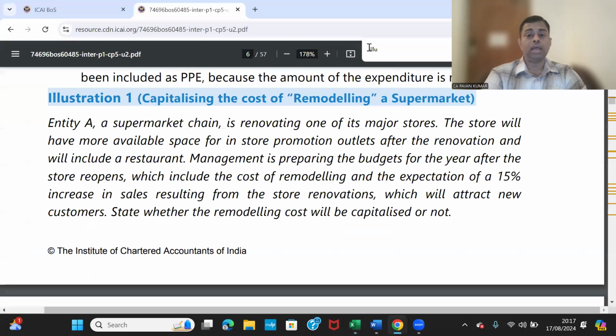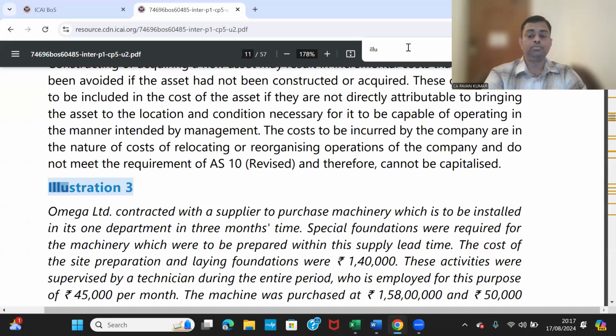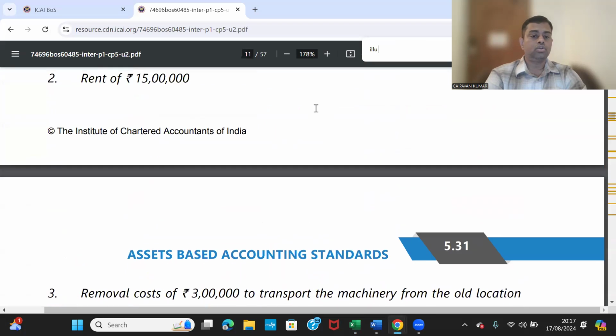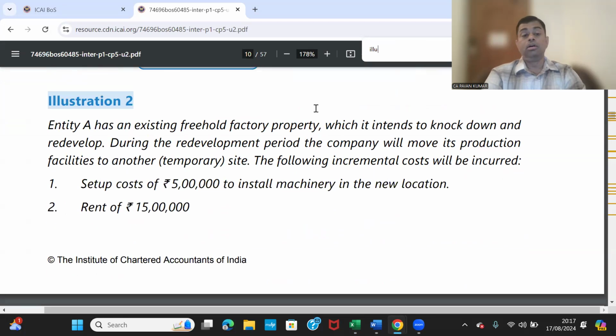Yes, renovation cost should be capitalized. We are going to question number 2. Where is question number 2? Okay. Question number 2, note this as very, very important. Probably you cannot find a more important question in the whole accounting standard. Can you read this, please, Anu?